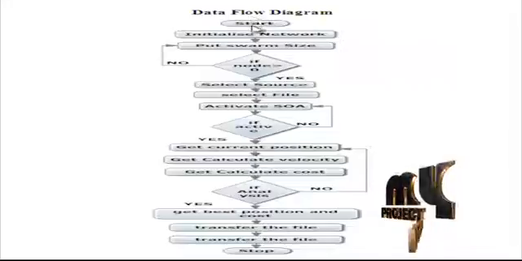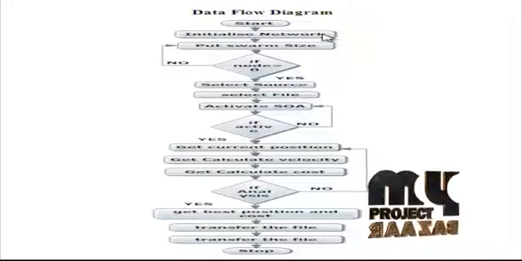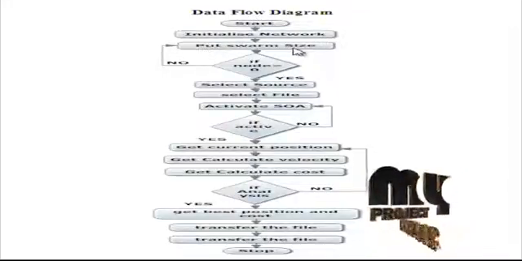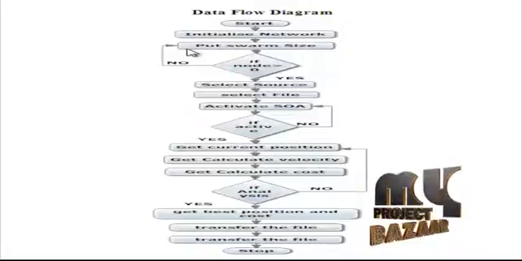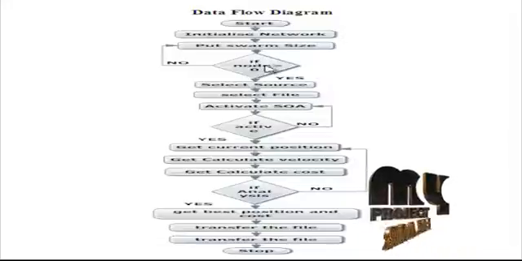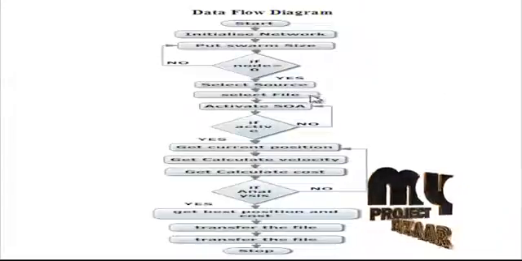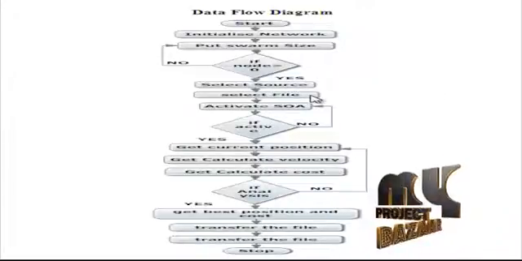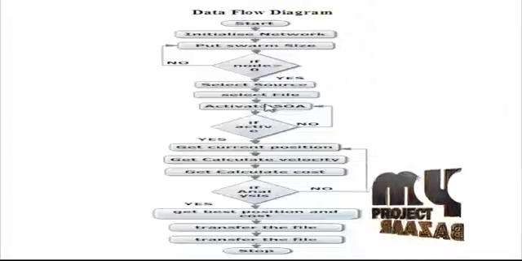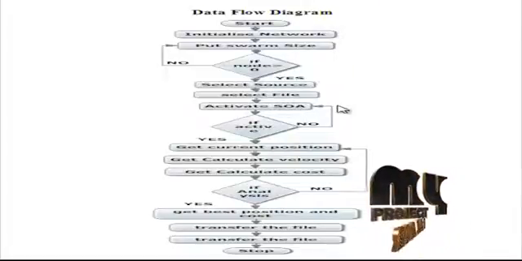Data flow diagram. Start the program, then initialize the network size and put in the number of nodes. Here the swarm size means the number of nodes. Then check the condition: if the number of nodes is greater than 0, start and select the source node and select the file. If we want to transfer a file, that file is selected here, and then activate the swarm optimizer.